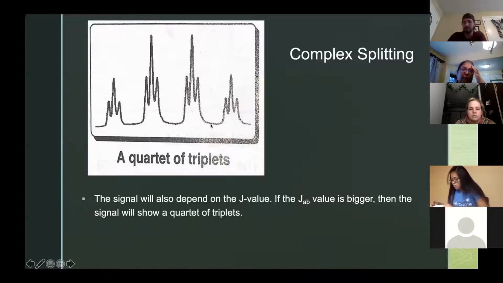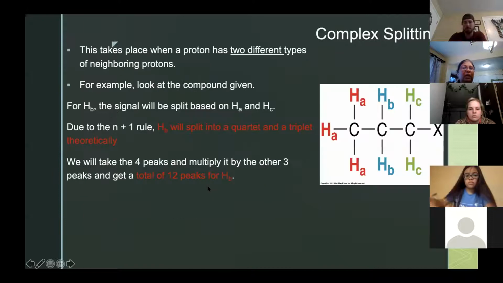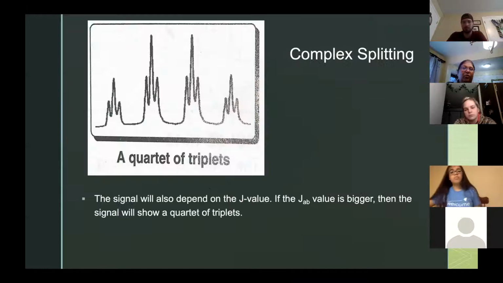Remember we said 4 times 3, that's 12. So this is the 12 that we're talking about. If you zoom in closely, this is how you would see it. You have 4 times 3, that's 12. Sometimes you will get 4 different peaks, each being a triplet, or the next case, where you will have a triplet of quartets.